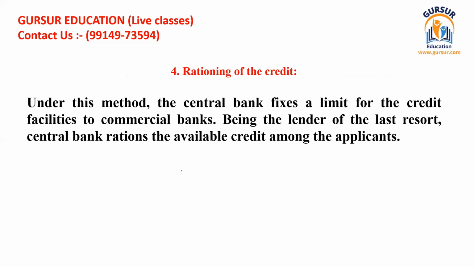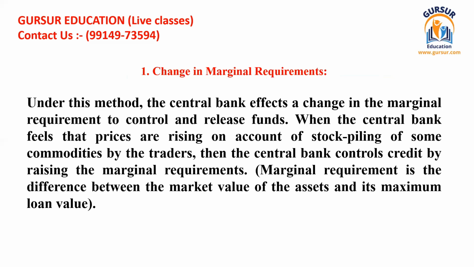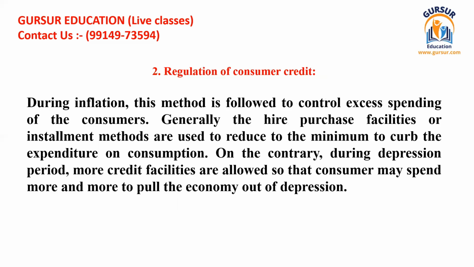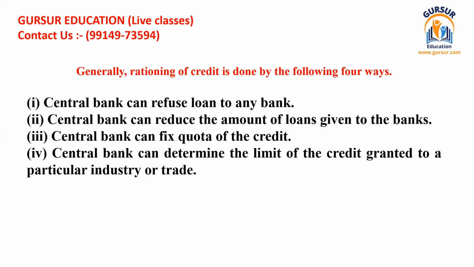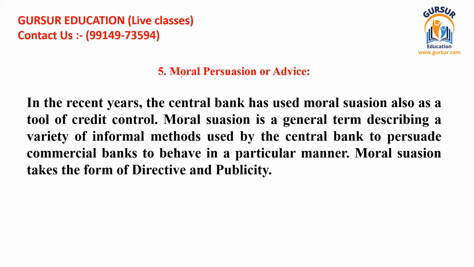So these are the four ways. First we have learned change in marginal requirement, then regulation of consumer credit, the next one was direct action, then rationing of credit. The last one is moral persuasion or advice. The central bank can morally persuade the other banking institutions or commercial banks. They can advise them to follow some kind of policies, rules and regulations by which the monetary policy or the monetary regulation can be managed easily.